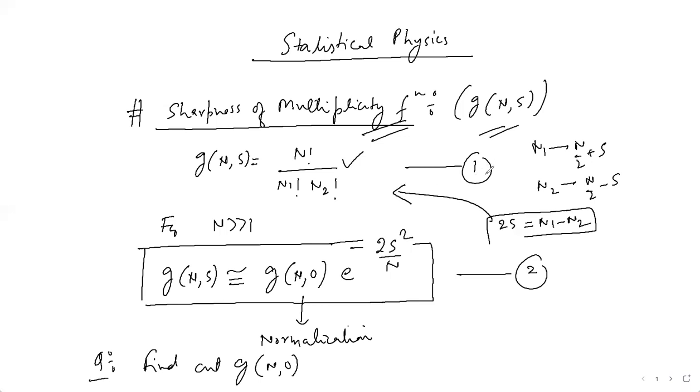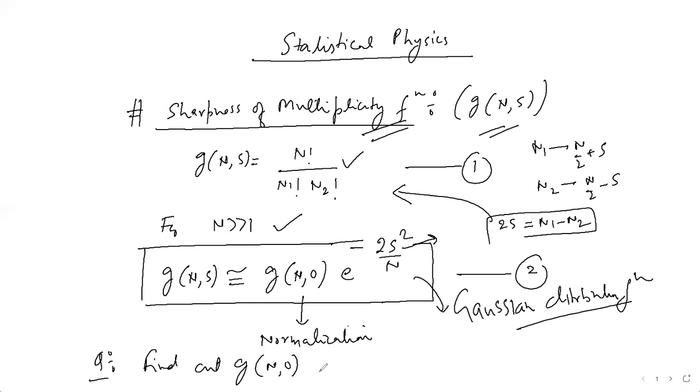So equation 1 is a function of n and s for very large n, right? When n is very large, which is the statistical limit, we have shown that g(n,s) turns out to be a Gaussian distribution function, which is sharply peaked around s equal to 0. Because as you move away from s, you will see how the function behaves.